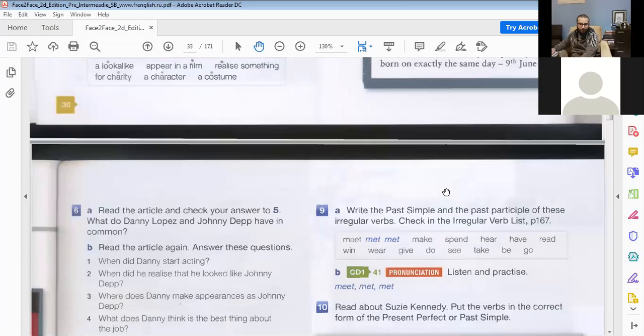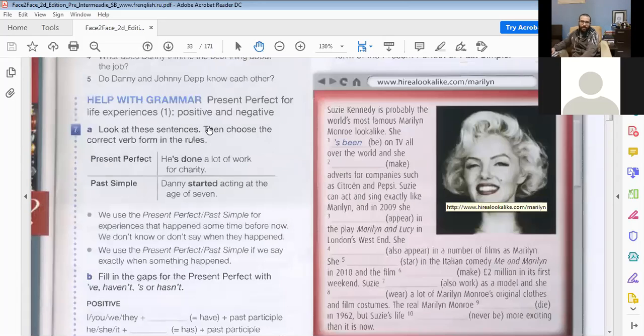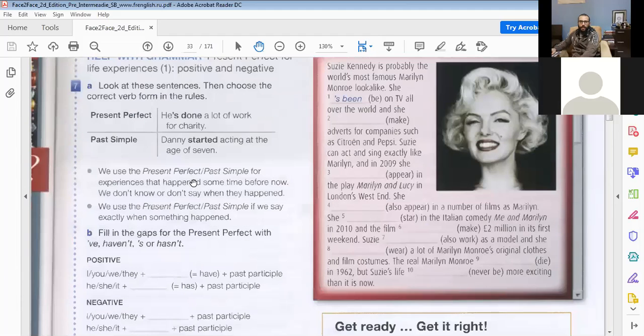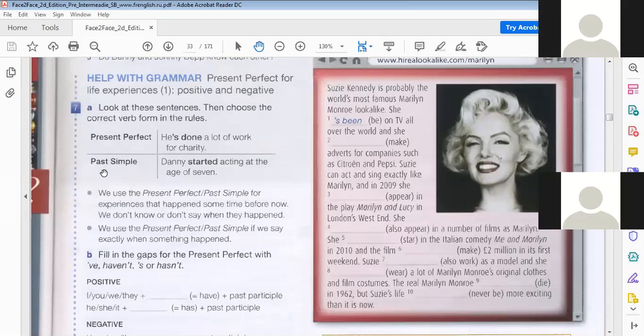And after that, we talked a little bit about the present perfect, and we discussed one of the main differences between the present perfect and the past simple, which is that the present perfect usually talks about something that happened before now, but we usually don't say when. We don't give details. This is very important with the present perfect.